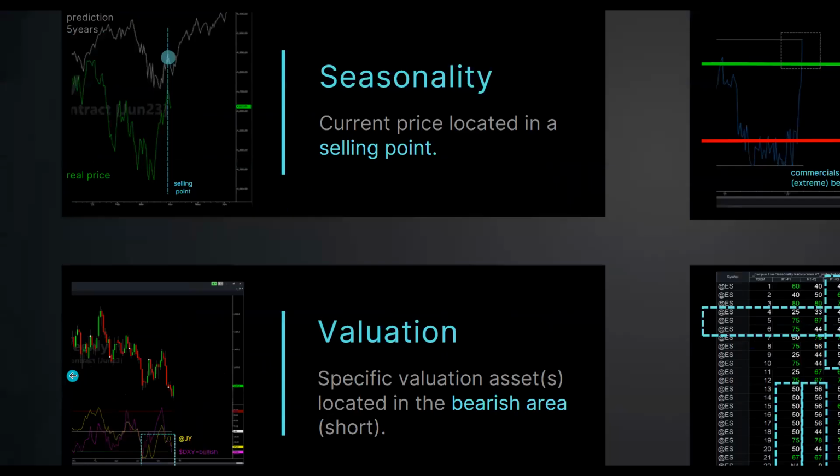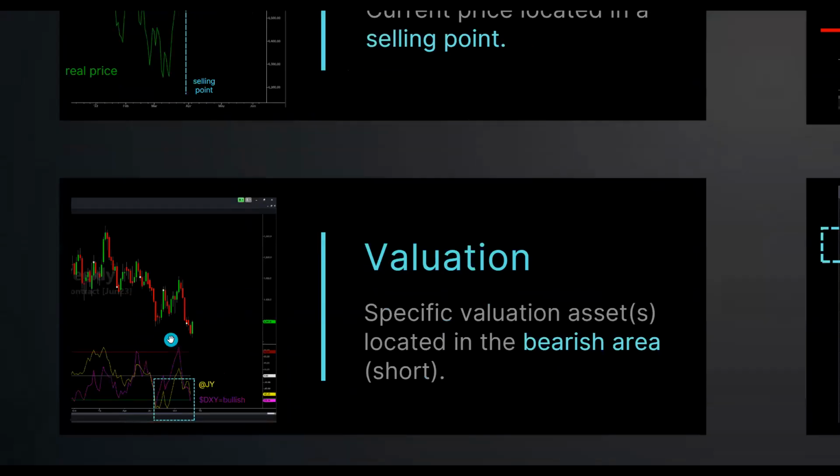And here, guys, remember from my last session, trading is never picture perfect, right? Sometimes we have the selling point, but we do not have the valuation. But the best of the best is that the specific valuation asset is located in the bearish area. Here, for example, the Japanese yen, not the US dollar, is still in the bearish area. We are more bullish here. That means you can change the assets.